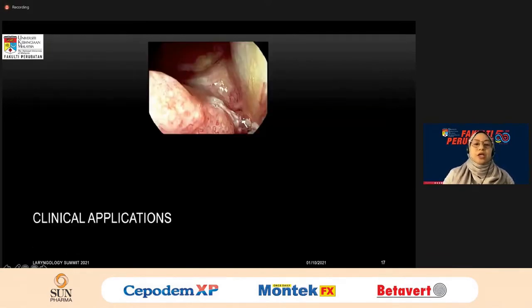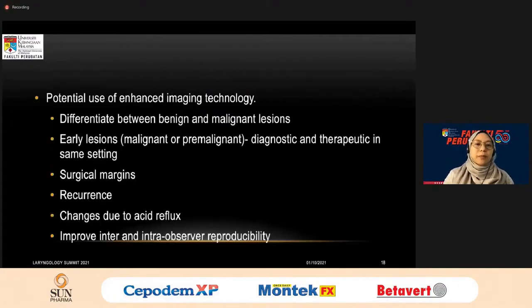So what are the potential clinical applications of this enhanced imaging and stroboscopy? Number one, by looking at the mucosal changes and vascular pattern, it may help us to differentiate between benign and malignant lesions. And number two, we can probably differentiate between a malignant and pre-malignant lesion. And therefore, we can offer a diagnostic and therapeutic option at the same sitting without having the patient undergo two general anesthesia, first for biopsy and second for surgery.